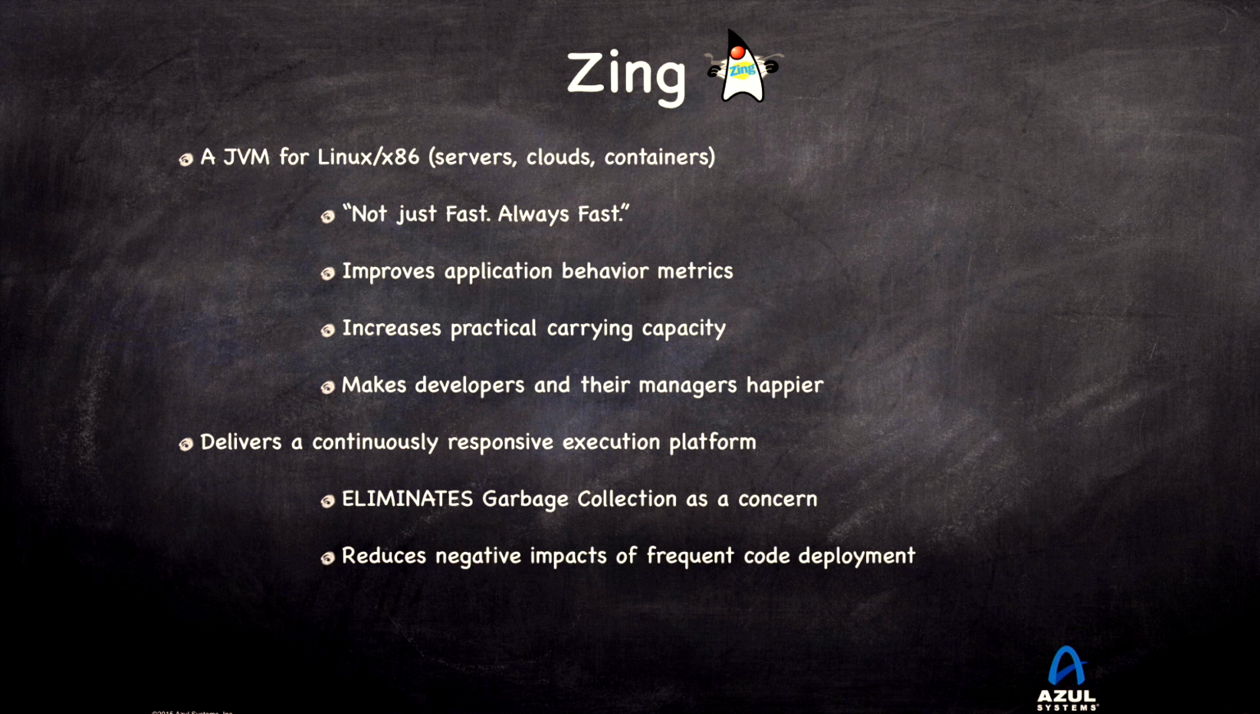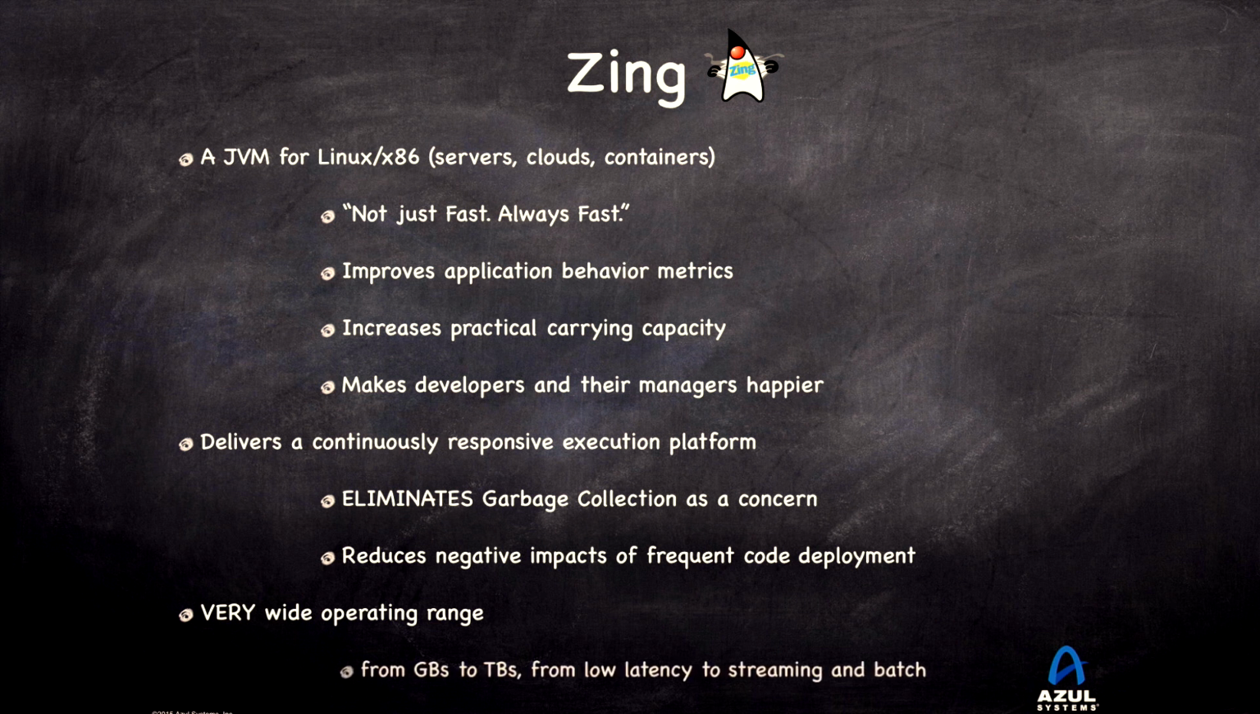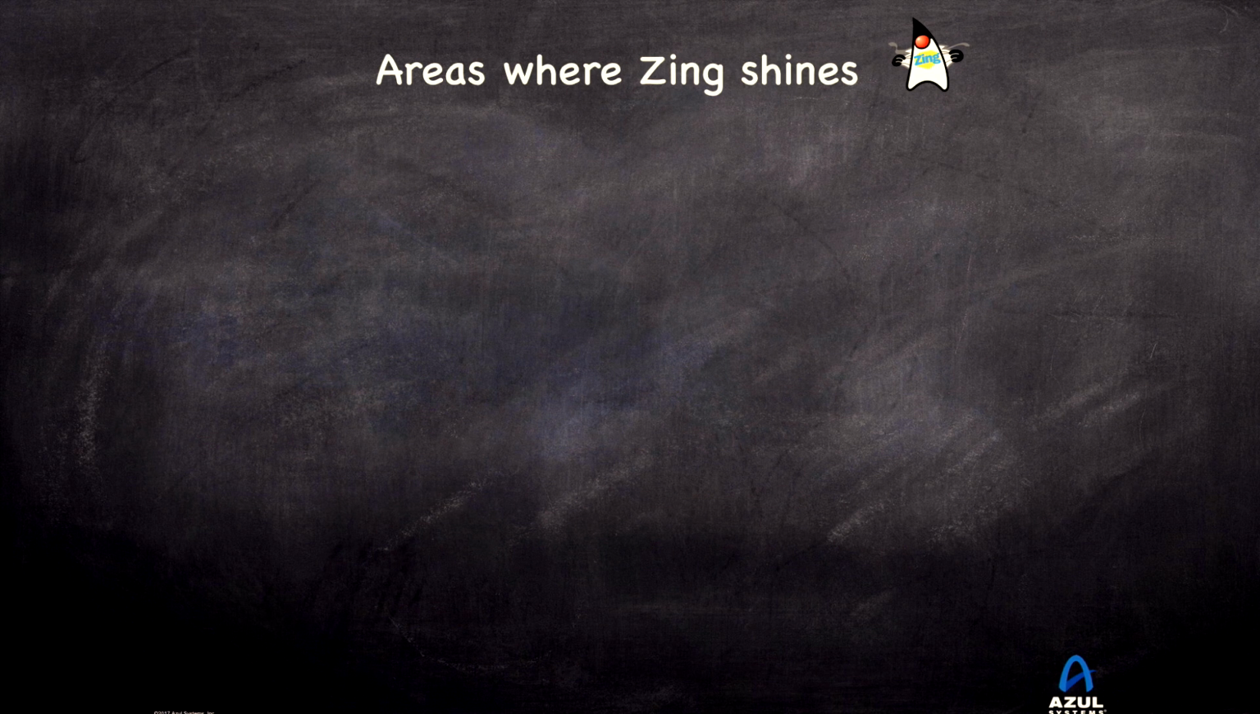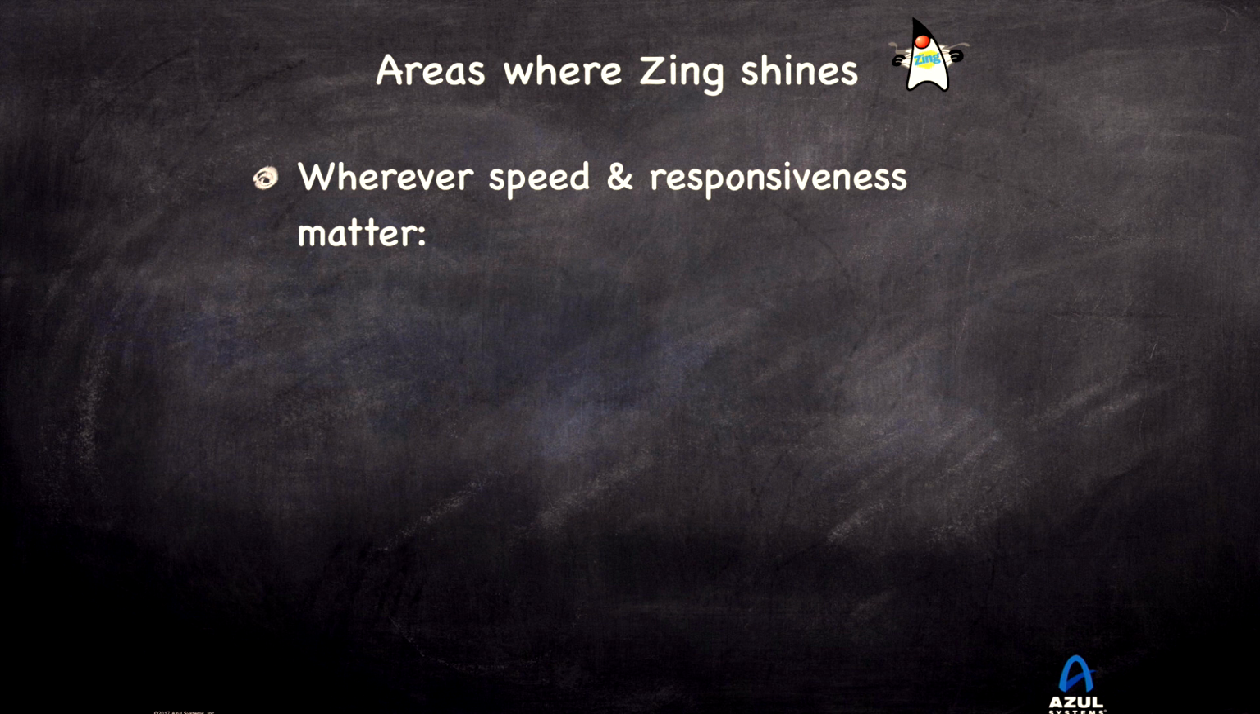It also reduces other things about speed, like the behavior during deployment and rollout of new software. Zing has an extremely wide operating range, so we're probably pretty well known for being really good at really low latencies or really good at humongous heaps, but we're also really good all the way in between. So everything from a gigabyte to terabytes, everything from low latency to batch streaming, and everything in the middle like human response times, all of those are affected in a similar way. The consistency is there. The areas where we shine is pretty much anywhere responsiveness matters.